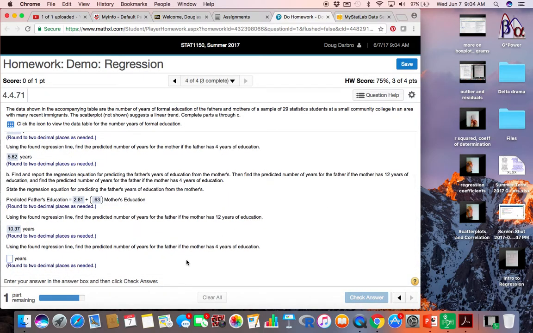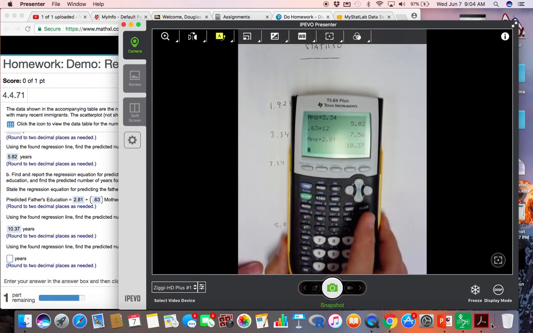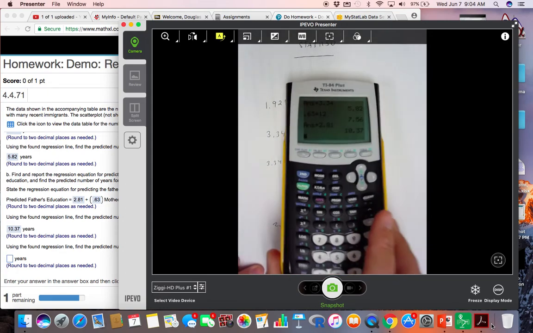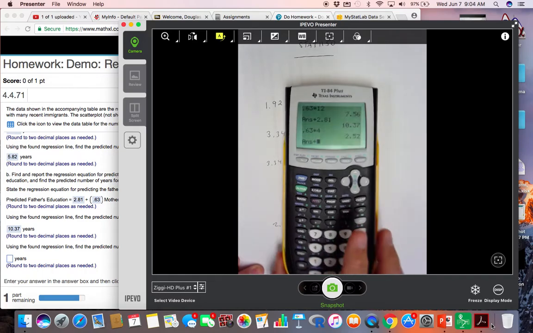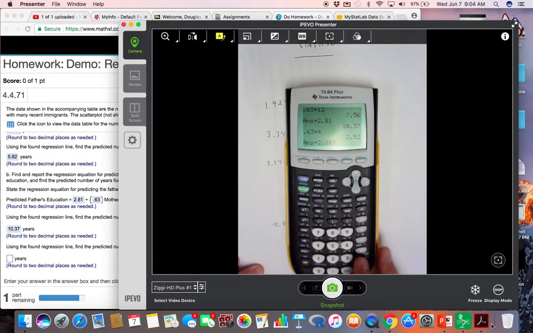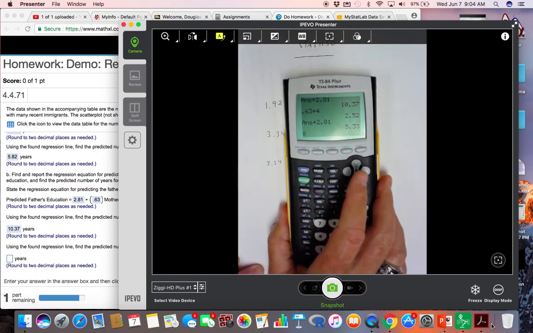All right, same thing for 4 years of education. Gang, I would do the same thing. I would take 0.63 times 4, and then I would add the 2.81. So 5.33.